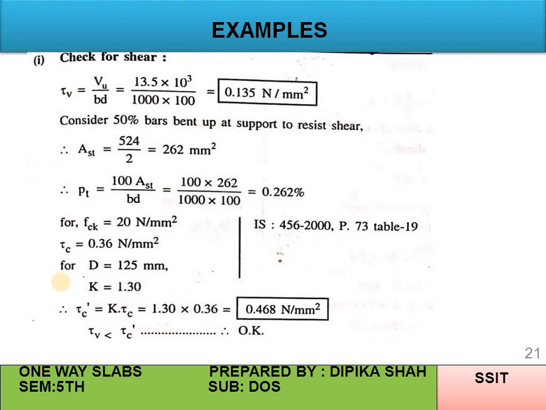For D 125 mm, k is 1.30. So tau c dash would be k into tau c. So k is 1.30 and tau c is 0.36. So our tau c dash is 0.468 Newton per mm square. So here tau v is less than tau c dash. That means our shear criteria is also okay.